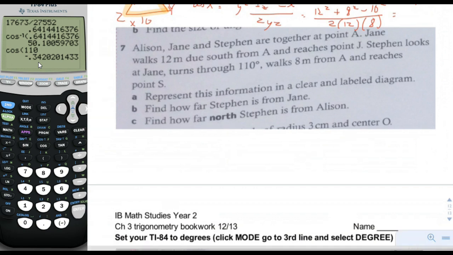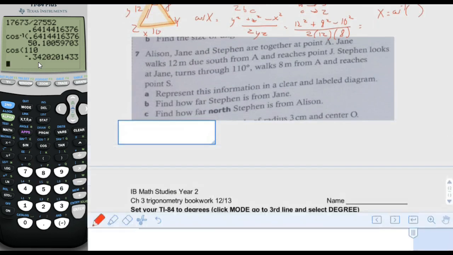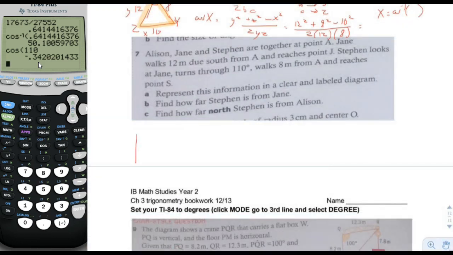Jane walks 12 meters due south from A. Okay, so we're at A, and we're going to walk due south, which is down. Reaches point J. Stephen looks at Jane, turns through 110 degrees and walks 8 meters from A and reaches point S.